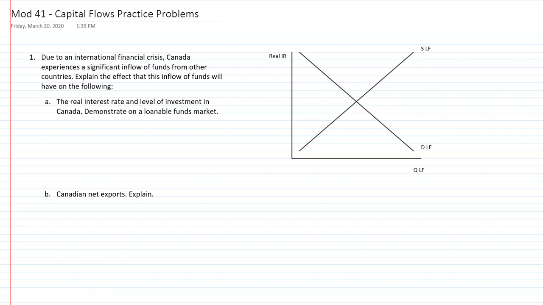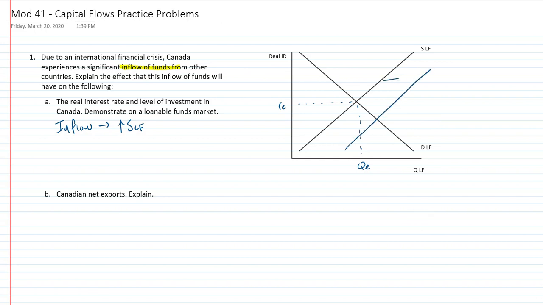Problem number 1: due to an international financial crisis, Canada experiences a significant inflow of funds from other countries. Explain the effect that this inflow will have on each of the following. So first, what's going to happen to the real interest rate and the level of investment in Canada? Let's use our loanable funds market. So we'll start by saying that inflow represents an increase in the supply of loanable funds. We can drop in our starting interest rate here, RE, and our starting quantity of loanable funds, QE.